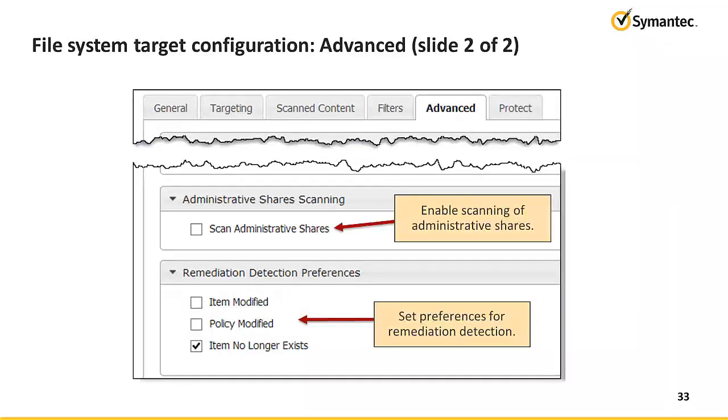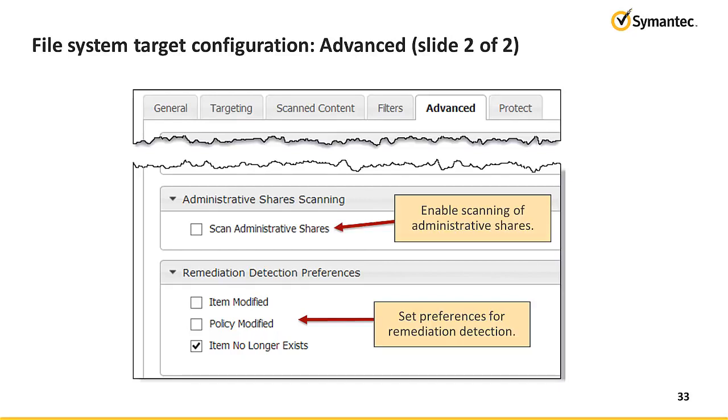You can also configure preferences for automated remediation detection, so that Network Discover records remediation that has taken place since a previous scan of the same location. Select Item Modified to track cases where the relevant policy has not changed since the last scan, but the item no longer triggers an incident.